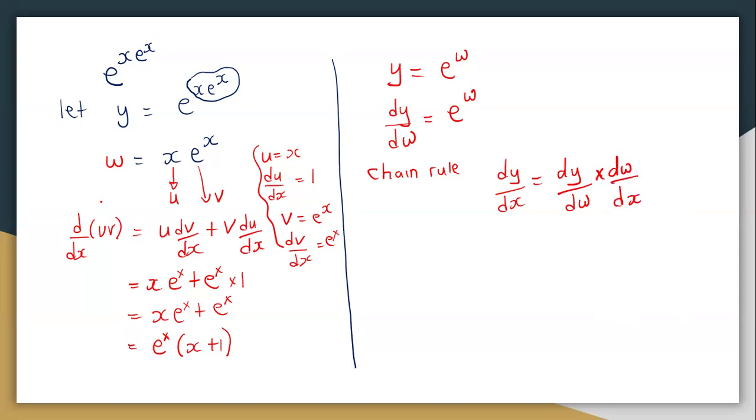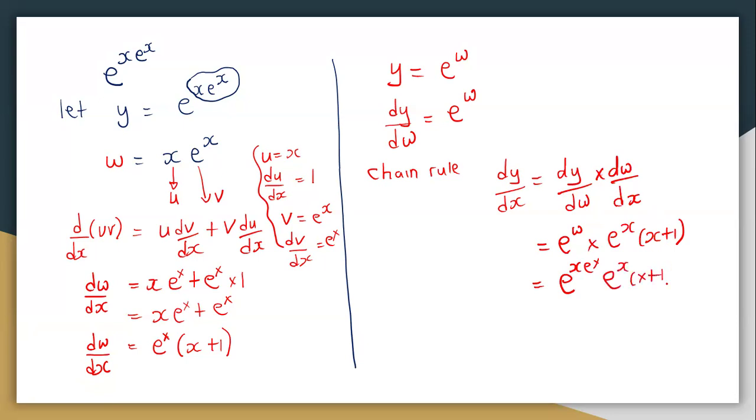Now, what we differentiated using the product rule was the dw/dx. So I'll come here and say my dy/dw is equal to e^w, then times the dw/dx, which is e^x times (x plus 1). Since I know my w already is x e^x, here I'll have e to the power x e^x, then times my e^x into (x plus 1).